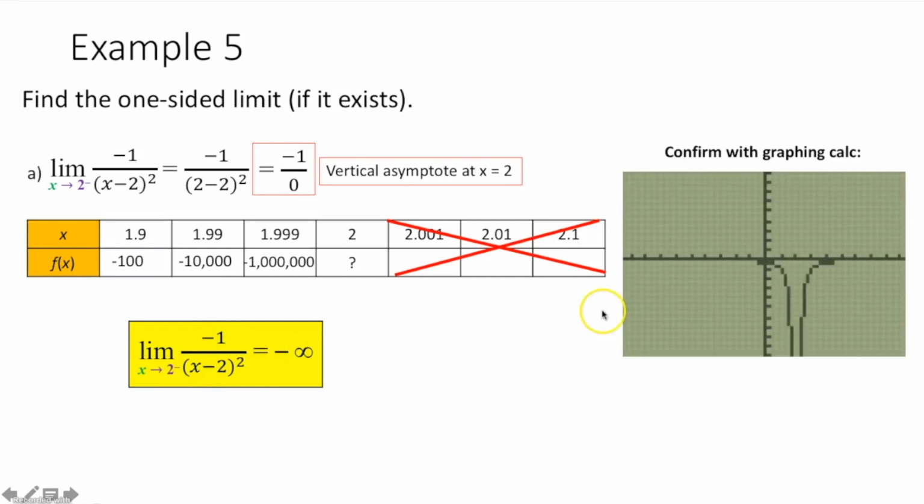We confirm this with our graphing calculator, and you can see at x is equal to positive 2, we have a vertical asymptote, and as we approach 2 from the left, our function goes towards negative infinity.